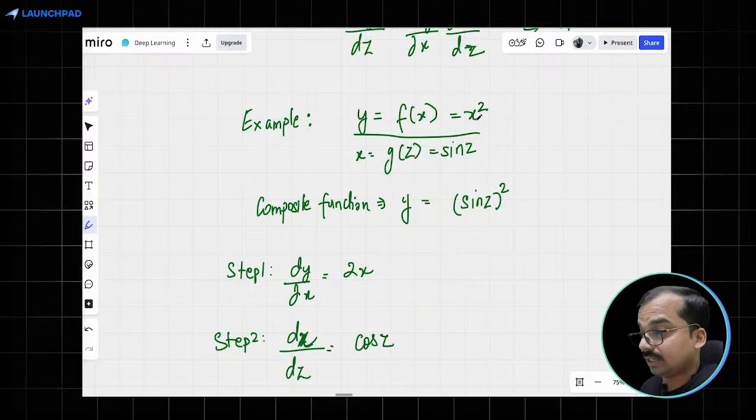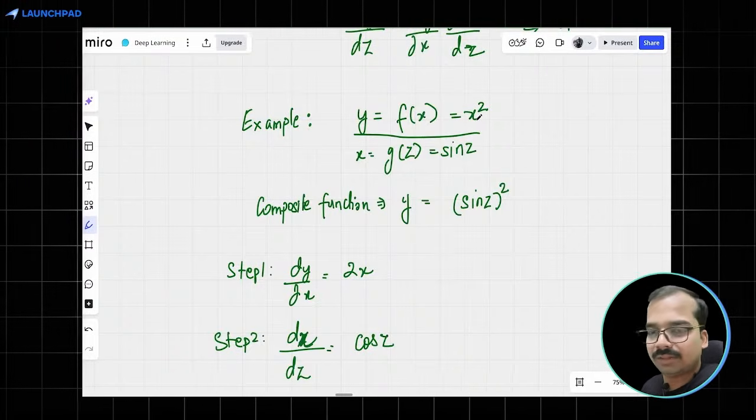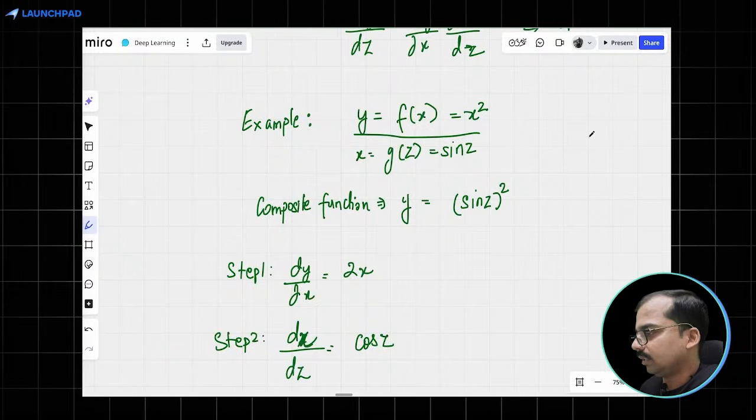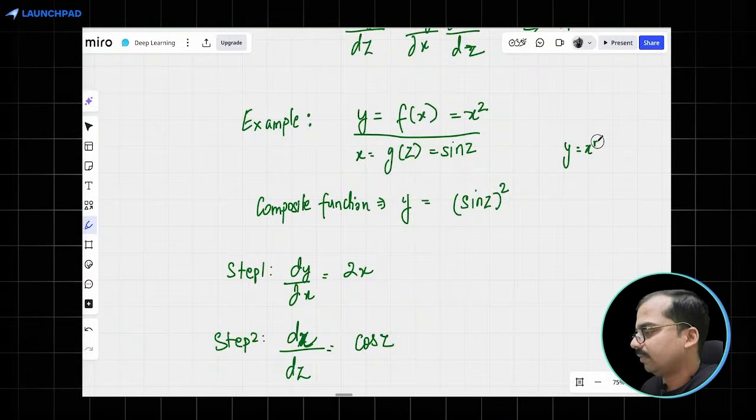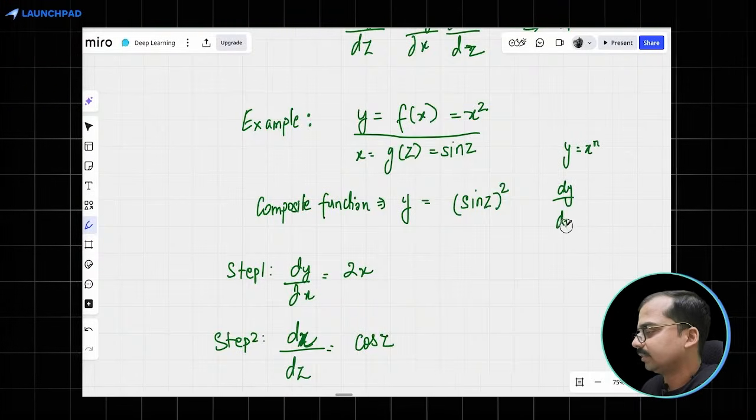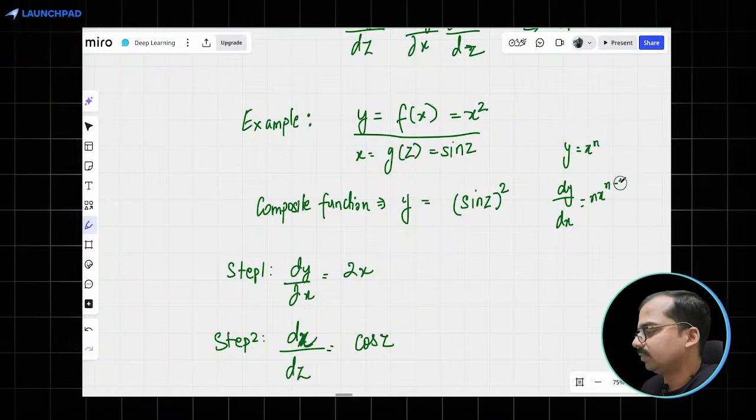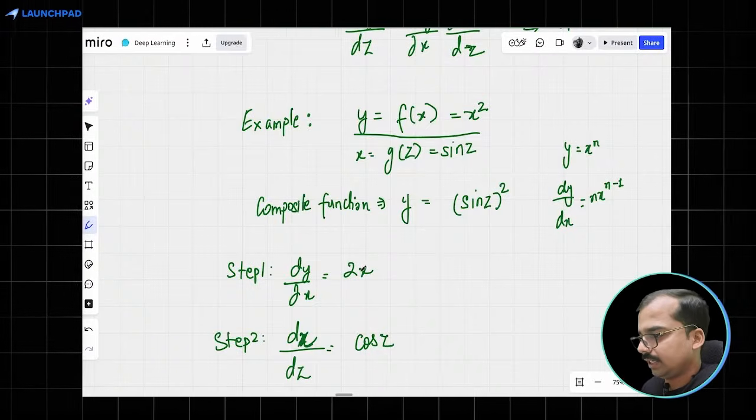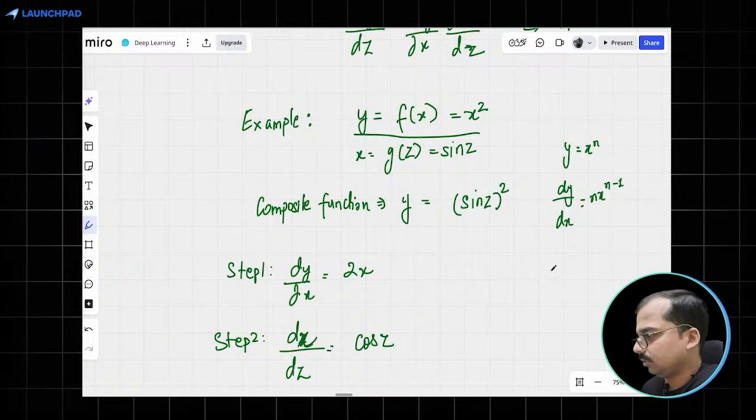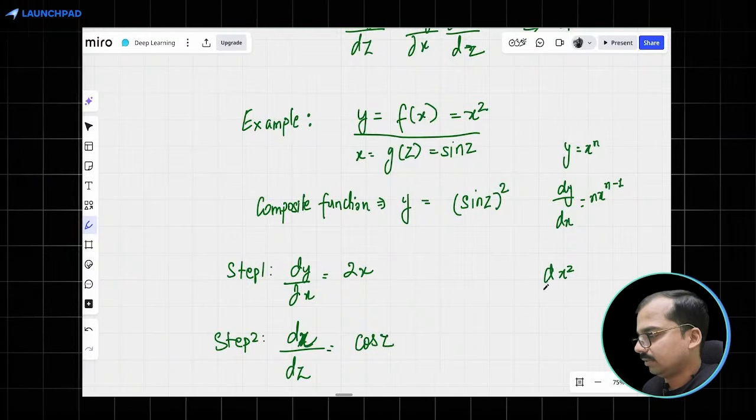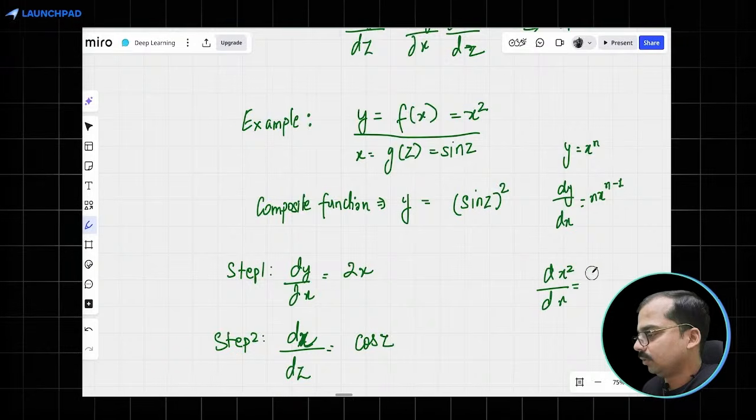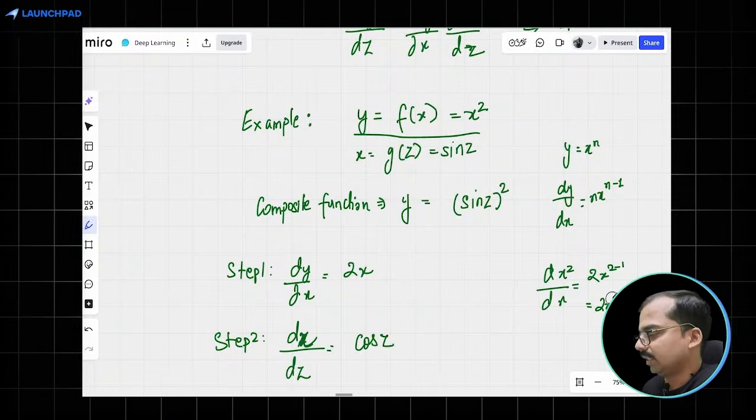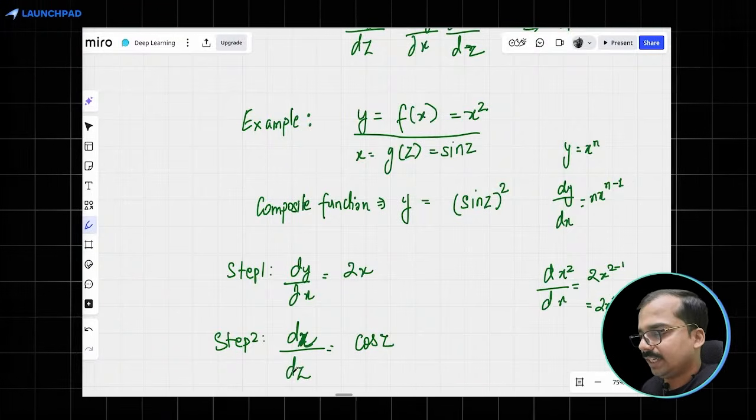One thing more for this class, you should have those differentiation rules handy. If you remember, if y equals x to the power n, then dy by dx equals n x to the power n minus 1. That's what we have applied over here also. So 2x to the power 2 minus 1, that is 1. I could have done this also: d x square by dx will be equal to 2x to the power 2 minus 1, so it is going to be 2x to the power 1. That's why 2x. Similarly, dx by dz.